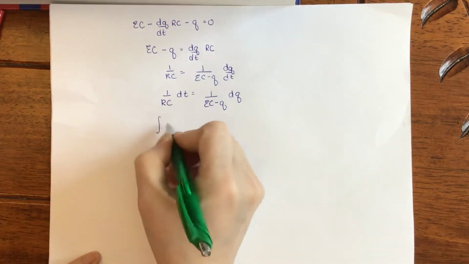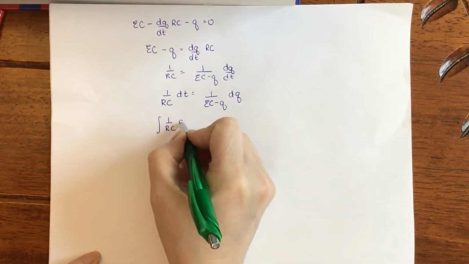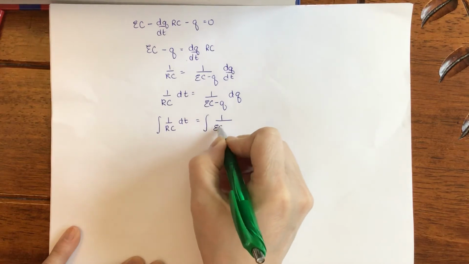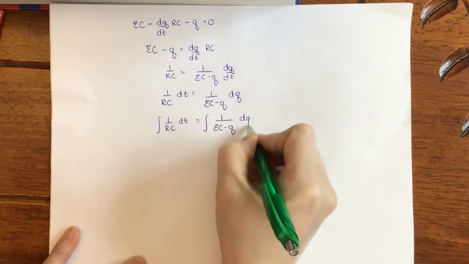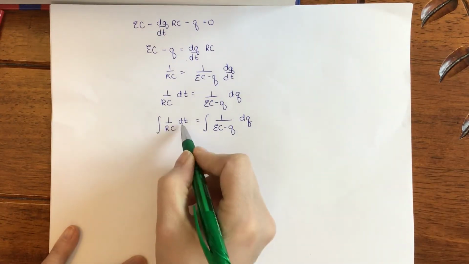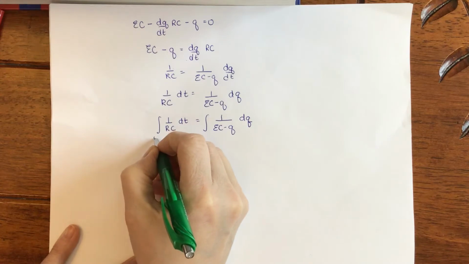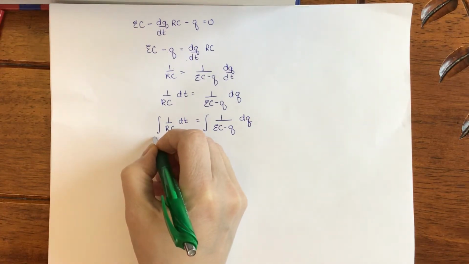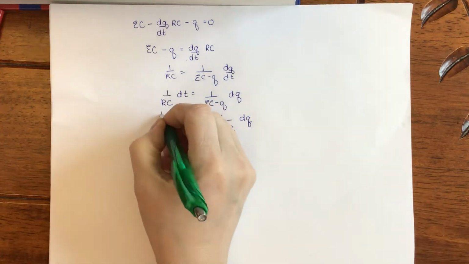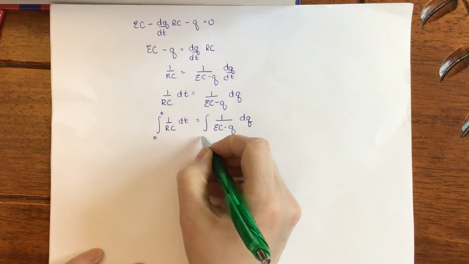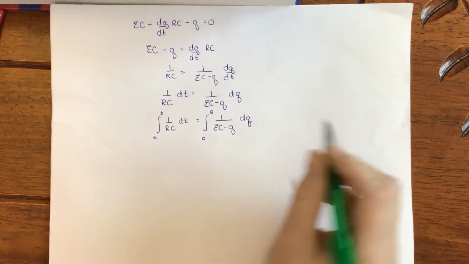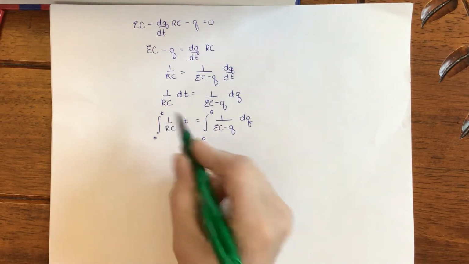So now to find our expression for charge, let's integrate both sides. So the integral of 1 over RC times dt equals the integral of 1 over epsilon C minus q dq. We need to integrate over the limits of our problem. On this side of the integral, the limit of time goes from 0 to some time t, because we're trying to find an expression for the charge as a function of time. For our charge side, it goes from 0 to some charge q. So q is the amount of charge it would have at time t.